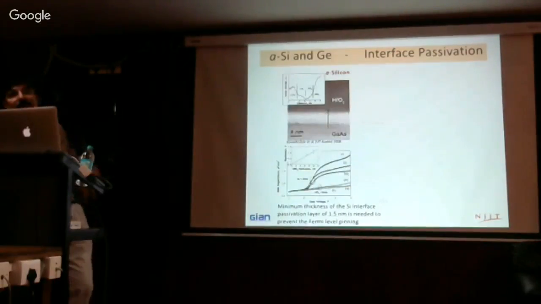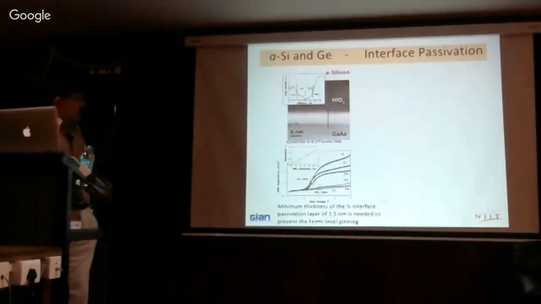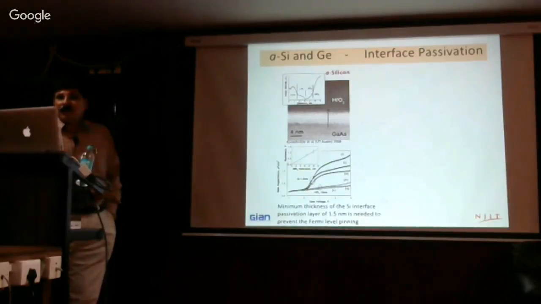So that actually will create some problems. But that improved the CV characteristics a little bit. So a minimum thickness of silicon at the interface passivation layer is needed to prevent the Fermi level pinning. This is actually the result of Fermi level pinning, and you can see the CV curve is a straight line. It doesn't look like CV, there's no accumulation.